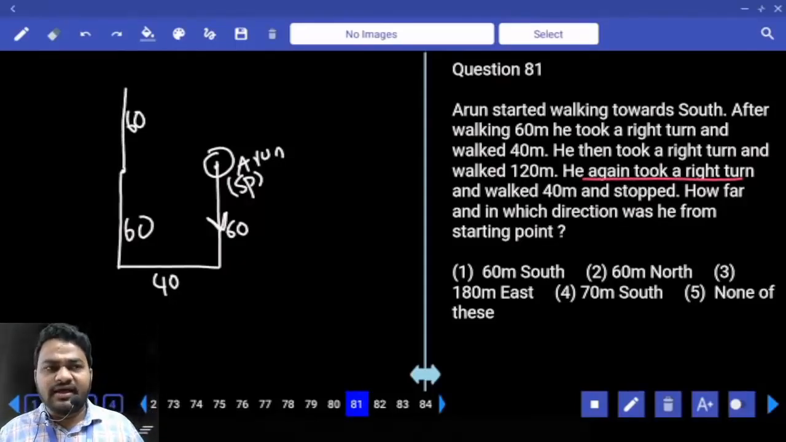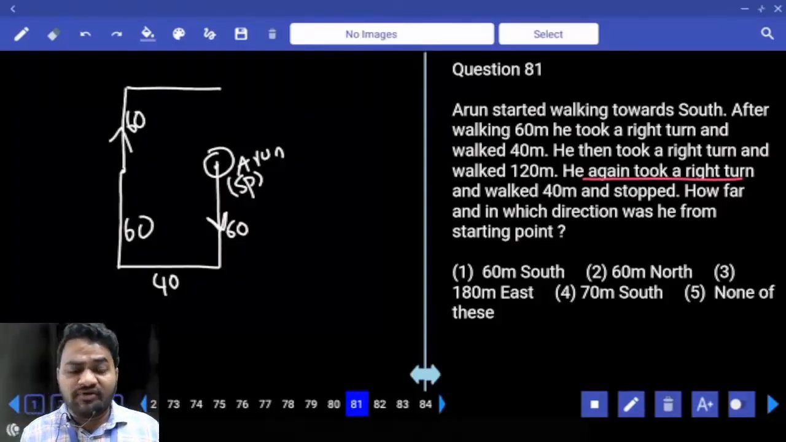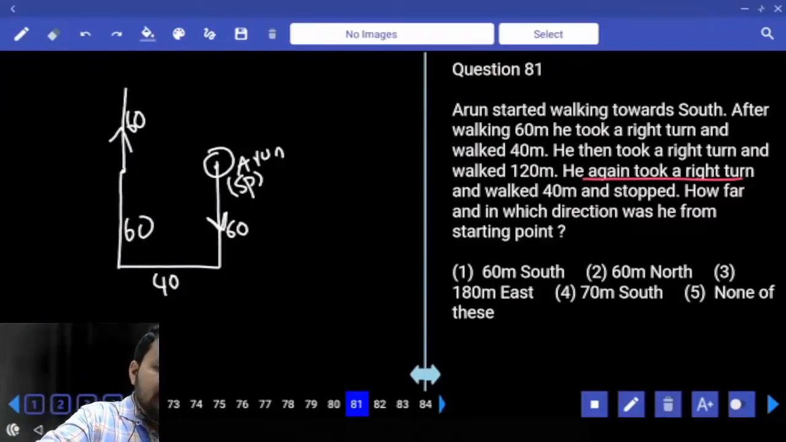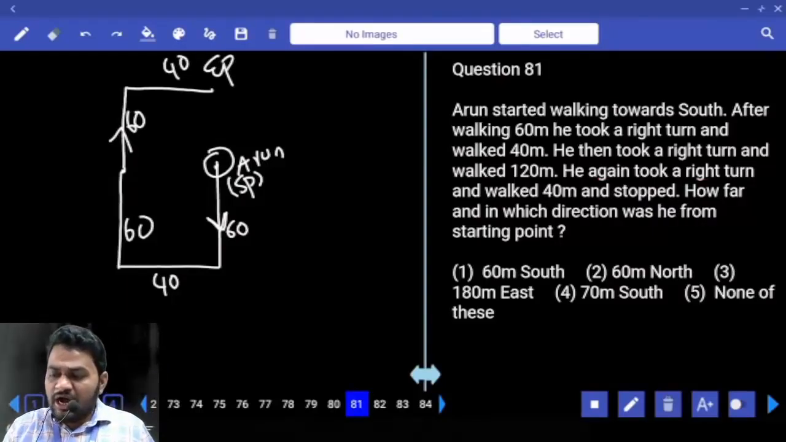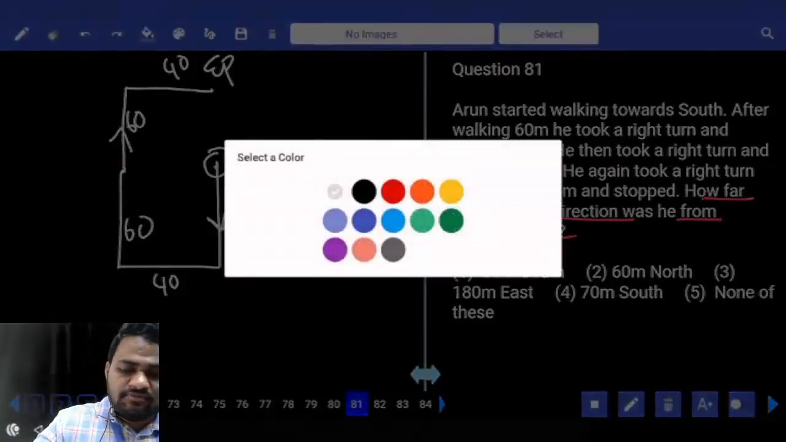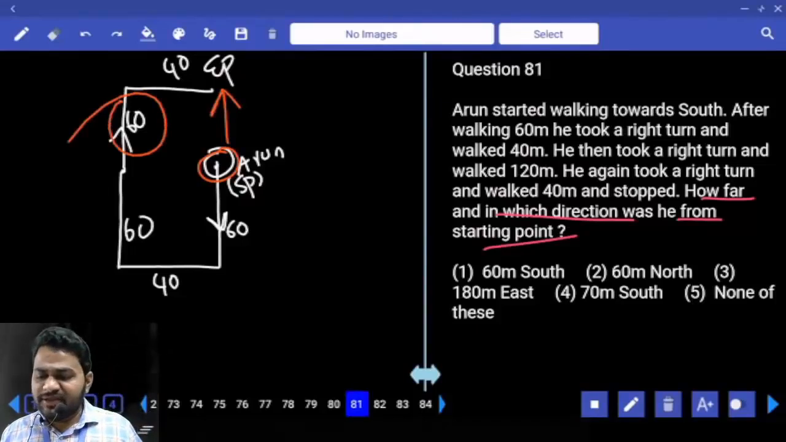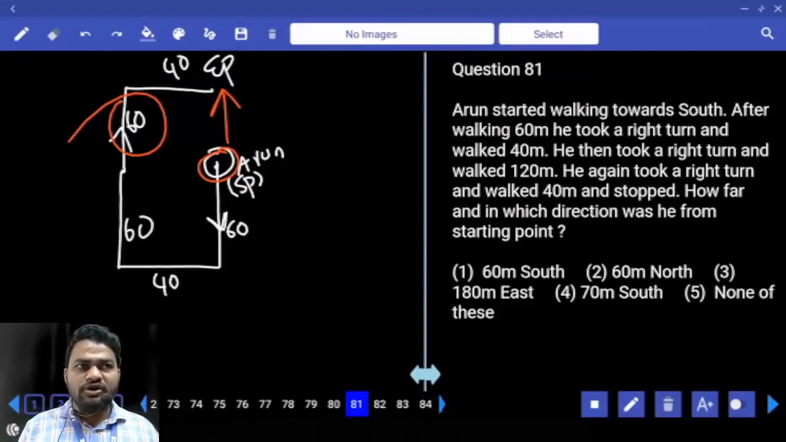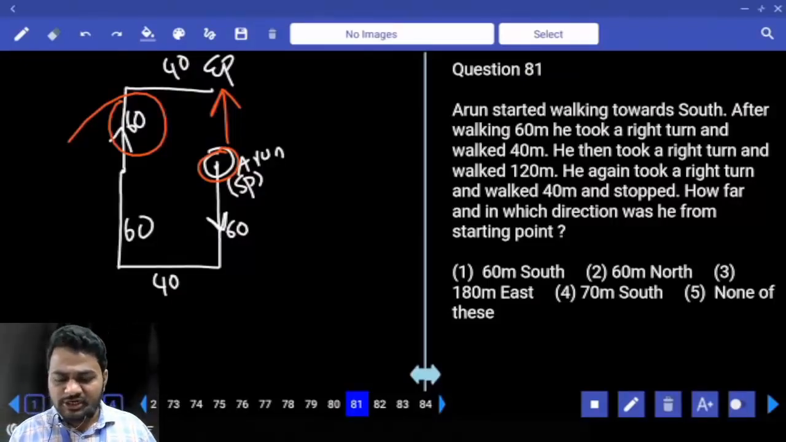He again took a right turn. When the person is traveling towards north, right is this one. Again took a right turn and walked for 40 meters. As it is 40 meters, the same distance is given to us. Then starting point and ending point will be on the same line. How far and in which direction was he from the starting point? From the starting point, direction is north, distance is 60 meters north. The answer is required from the starting point. From starting point north, distance is 60 north, option 2.